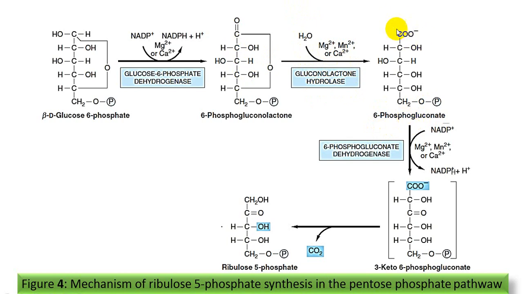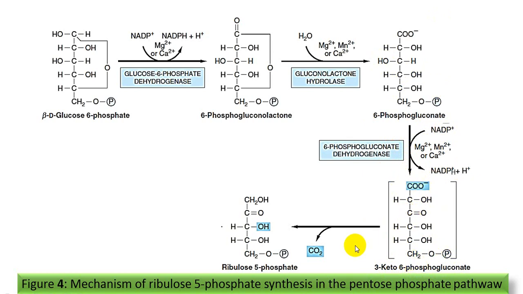Gluconate, we've got a carboxyl group in carbon number 1 and a phosphate group in carbon number 6. Then the next step is conversion of 6-phosphogluconate, in the presence of dehydrogenase and another molecule of NADP plus, the oxidized form, to form the second molecule of NADPH plus H plus, and the result is 3-keto 6-phosphogluconate. 3-keto 6-phosphogluconate has a carboxyl, a ketone, and a phosphate group.